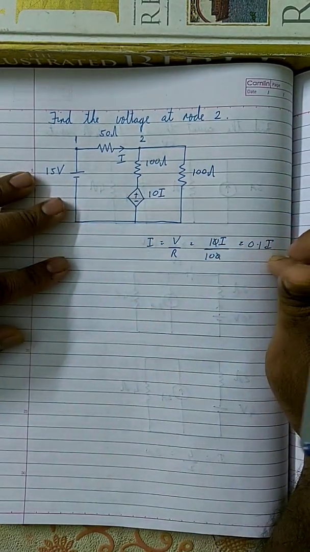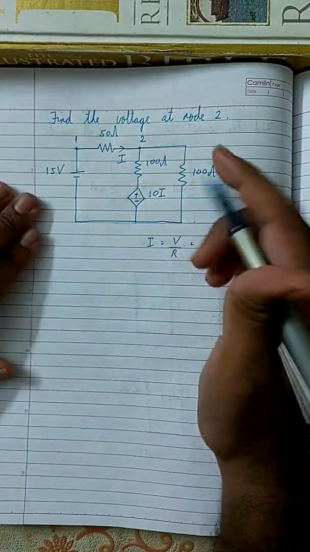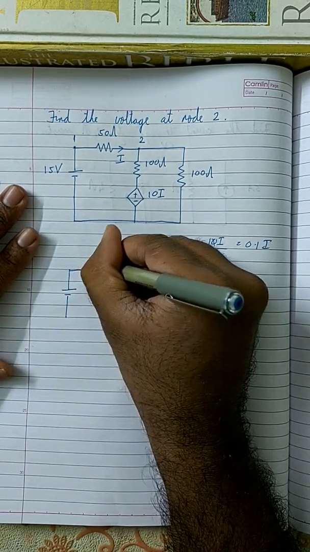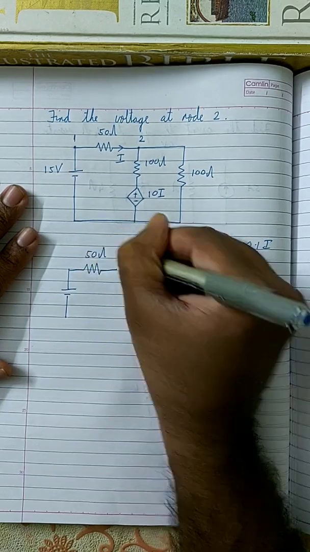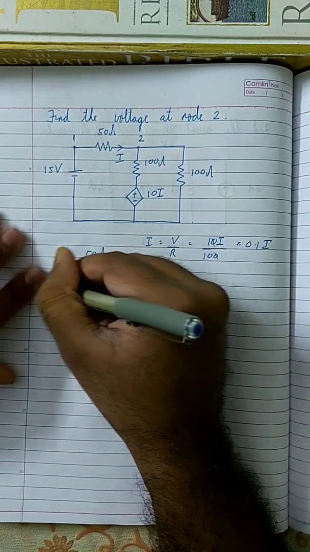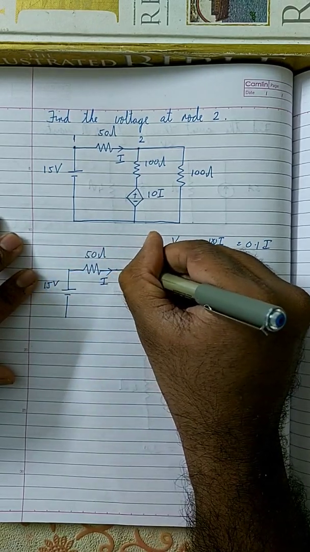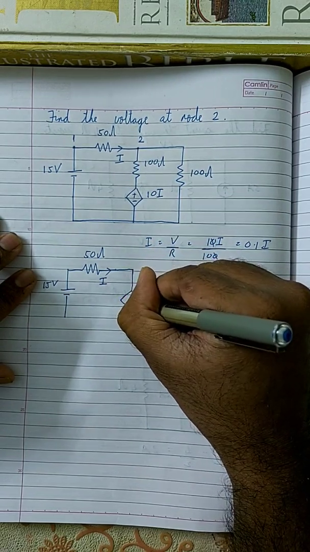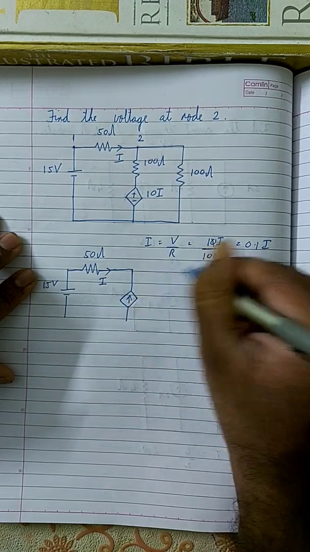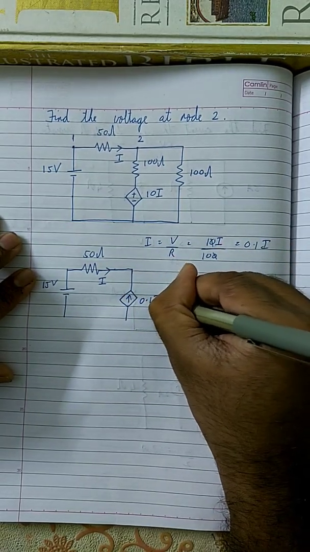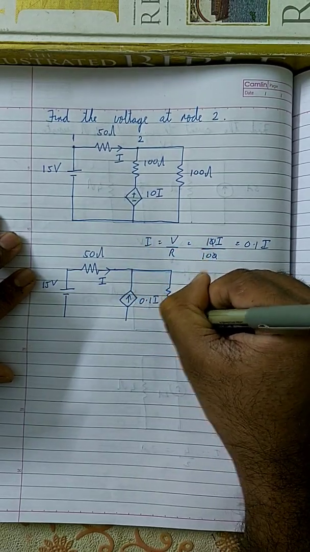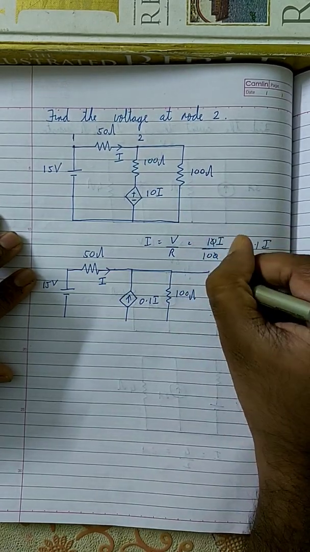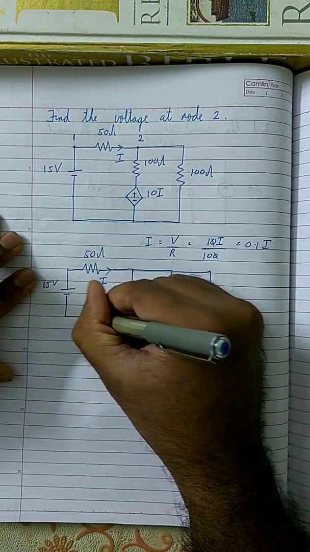This is 0.1I. That is the value of the current source, which means this dependent voltage source can now be changed into a dependent current source. No change over here, this is 15 volt. This can now be drawn as a dependent current source, going up, and its value is 0.1I, with a parallel resistor, this 100 ohm resistor, and then I will draw another resistor for this one, that is also 100 ohm. There you go.